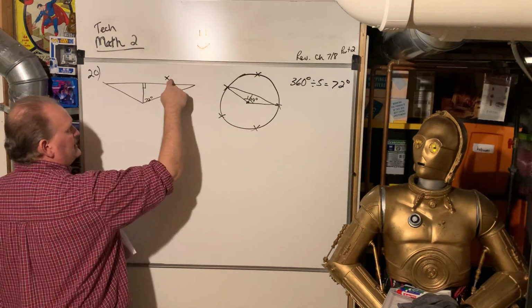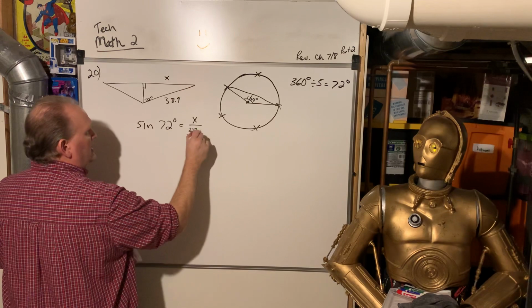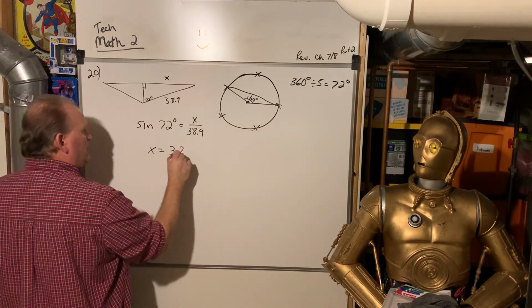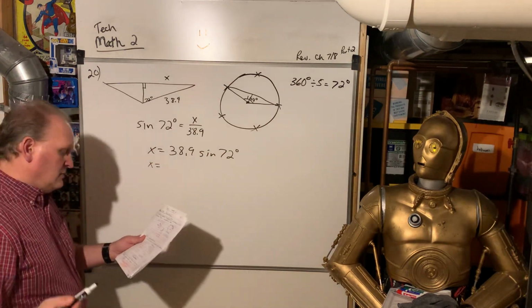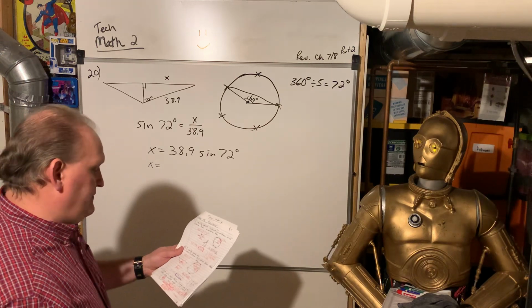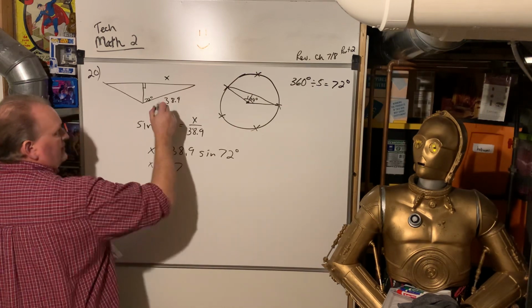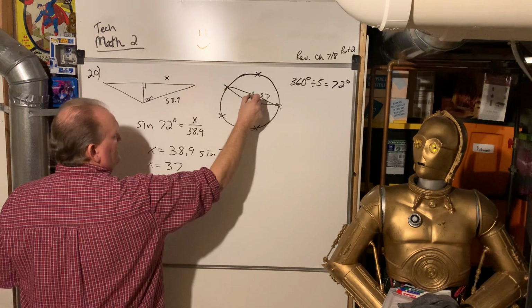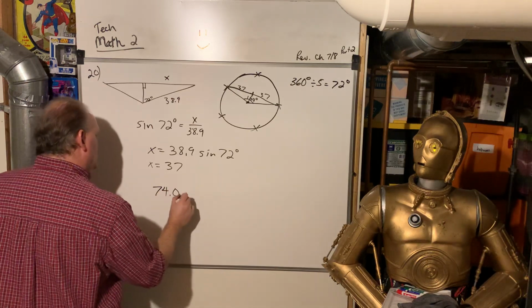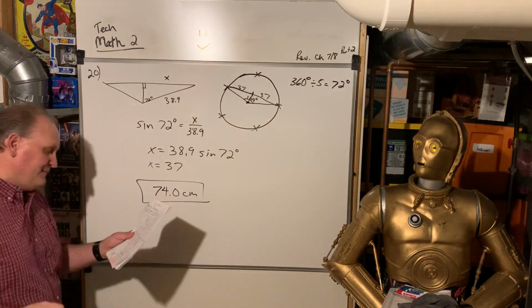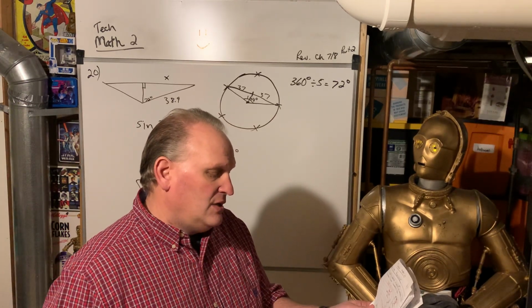So opposite hypotenuse, the sine of 72 degrees is equal to x over 38.9. Cross multiply and solve, 38.9 times the sine of 72 degrees. And so that is 36.996, which is 37. And then if that's 37 from there to there, that's also 37 from there to there. And so a grand total of 74.0 centimeters for our length.